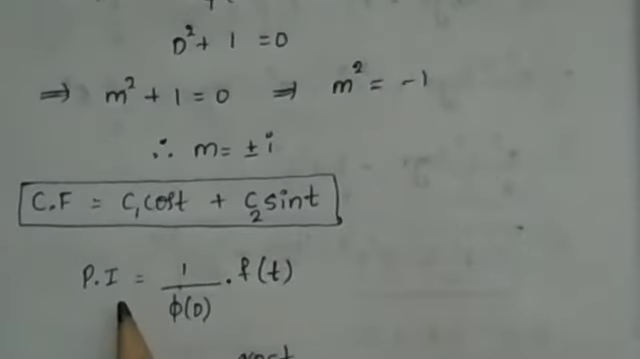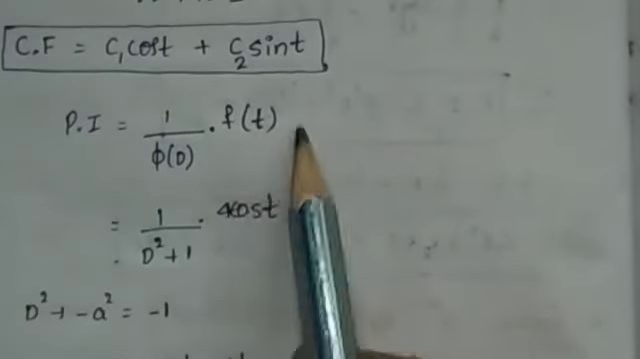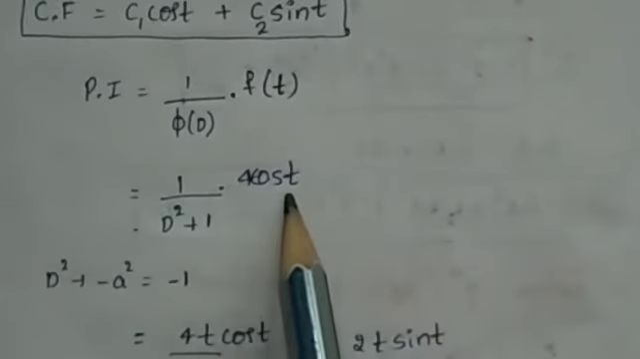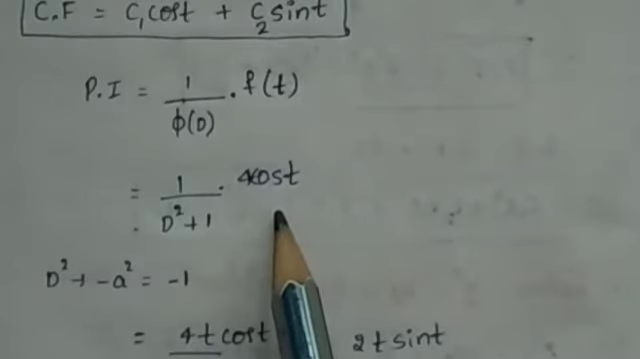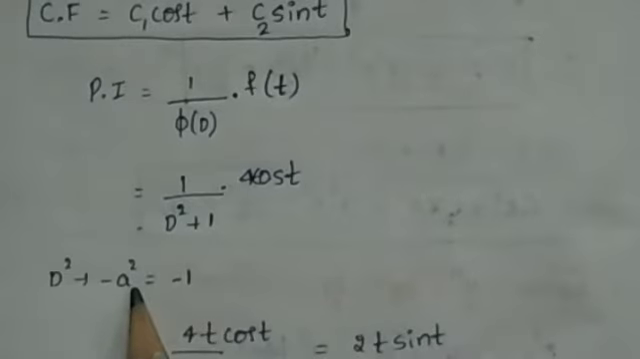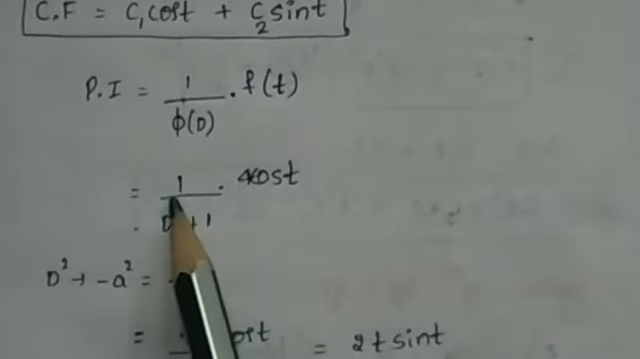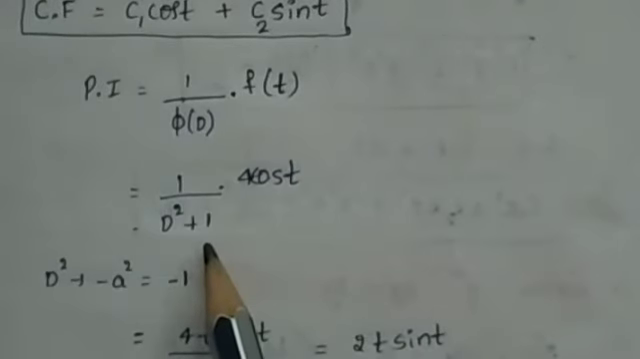Then we find the particular integral, which is 1/phi(D) into f(t). 1/phi(D) is 1/(D^2+1), and f(t) is 4 cos t. So it is of the form cos(at), where we replace D^2 by -a^2. The value of a is 1, so we replace D^2 by -1. If you replace D^2 by -1, you get 0 in the denominator, hence the case fails.